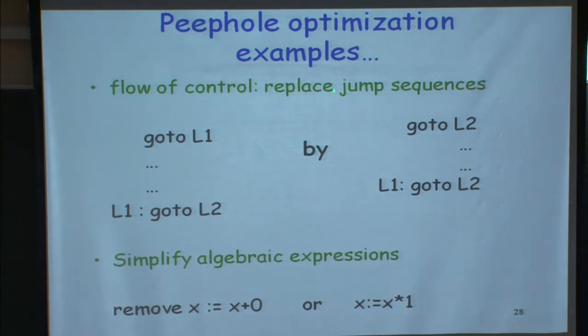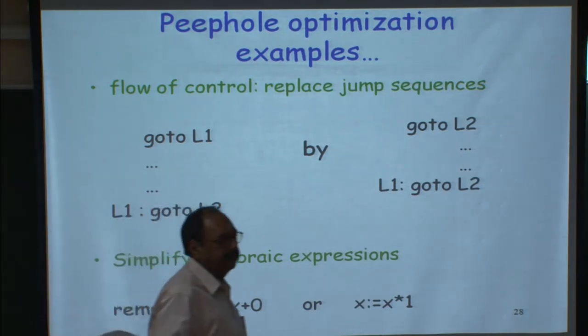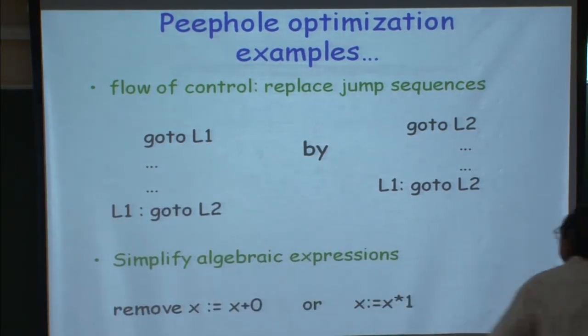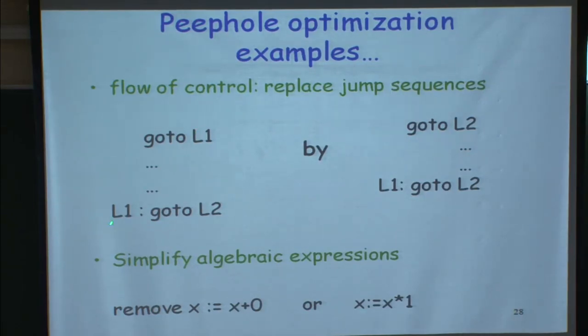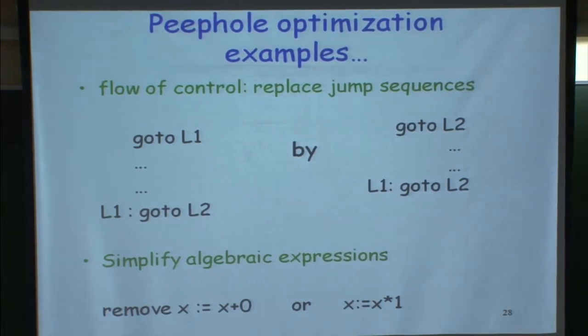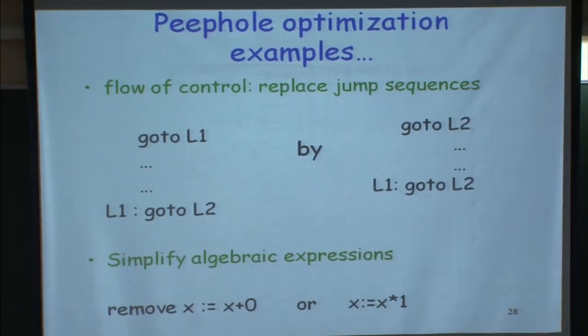I can have flow of control where I have a sequence of jumps. If I say go to L1 and L1 says go to L2, then I know straight away that this place can be replaced by going straight to L2. Can I eliminate the L1 to L2 jump? I cannot, because I may be coming to L1 from other places. I need not replace this. This is where I was talking about a logical window rather than just a physical window.